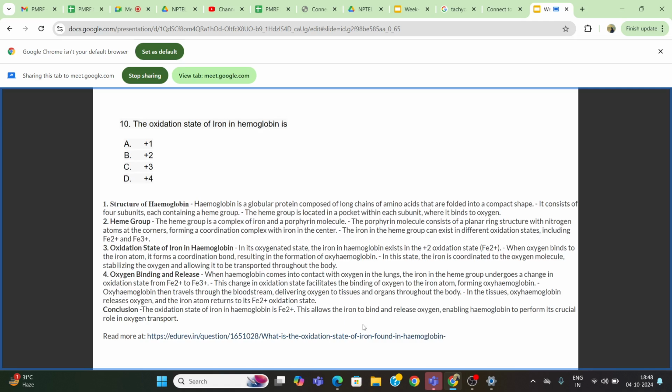In tissues also, we can see the oxidation state is +2. Only in the lungs do we see the oxidation state as +3. So normally, if you are asked the oxidation state of iron in hemoglobin, it is +2. The answer is option B.